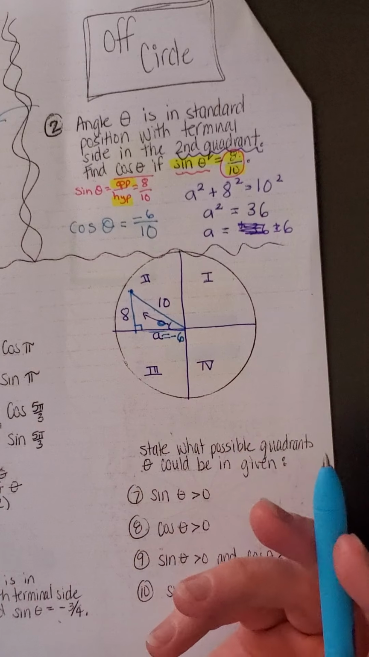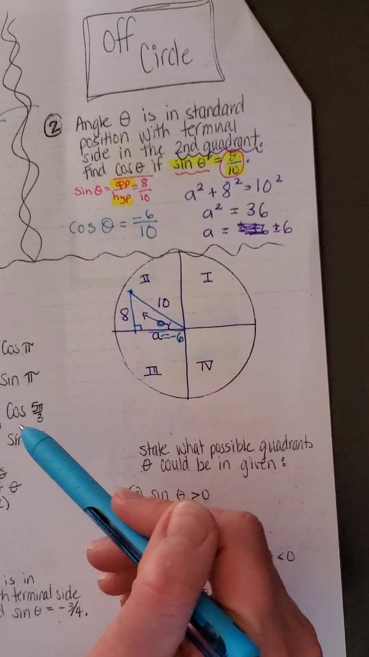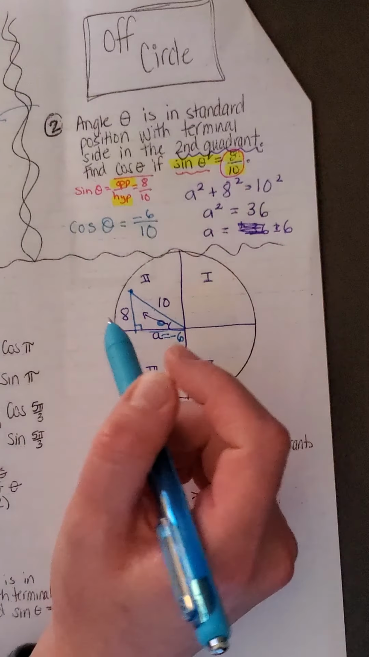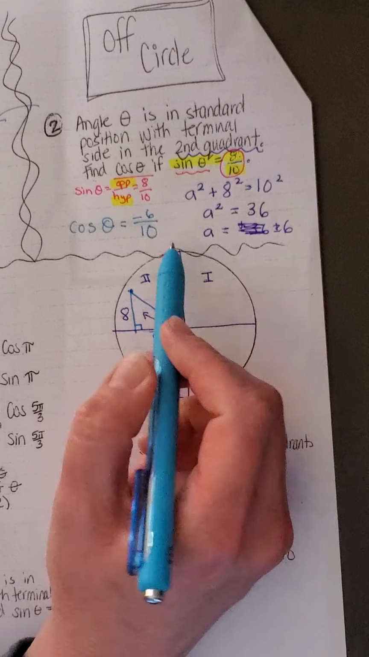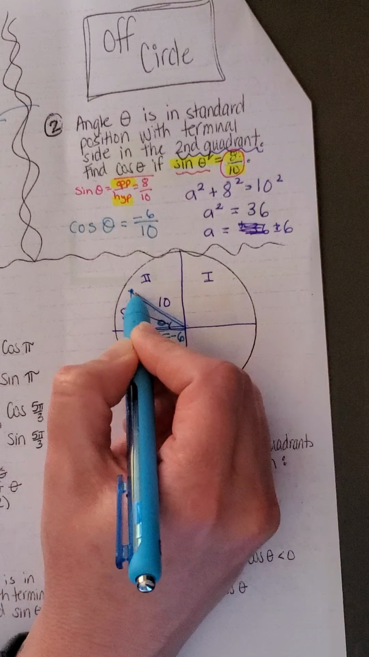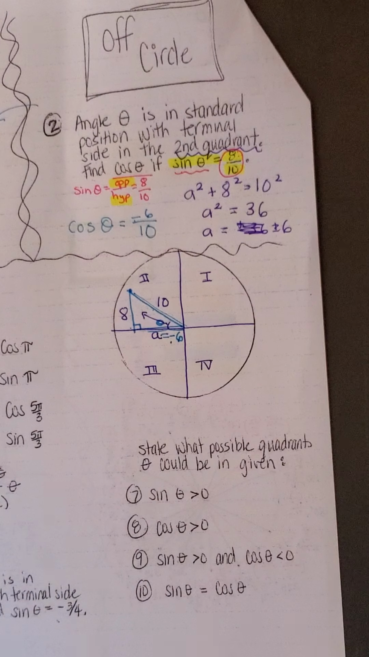And so that matters, right? Because cosine, sine, or tangent could be negative or positive depending on which quadrant we're in. All right, so it says to find cosine theta. Cosine theta is adjacent over hypotenuse, which would be -6/10.